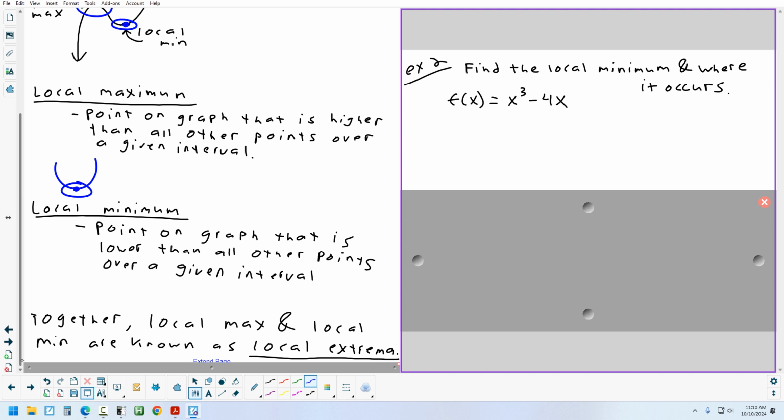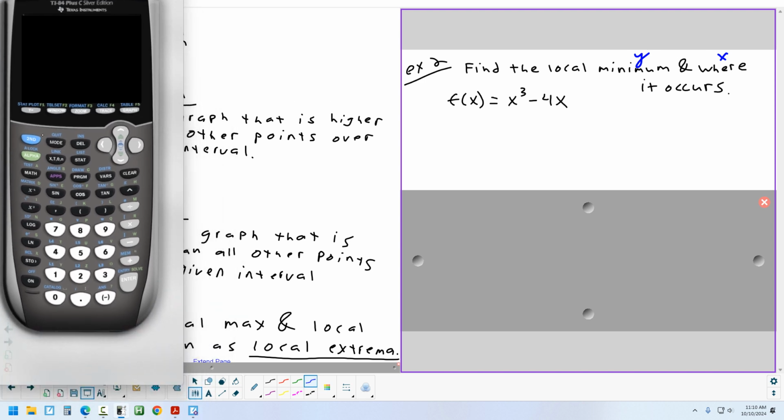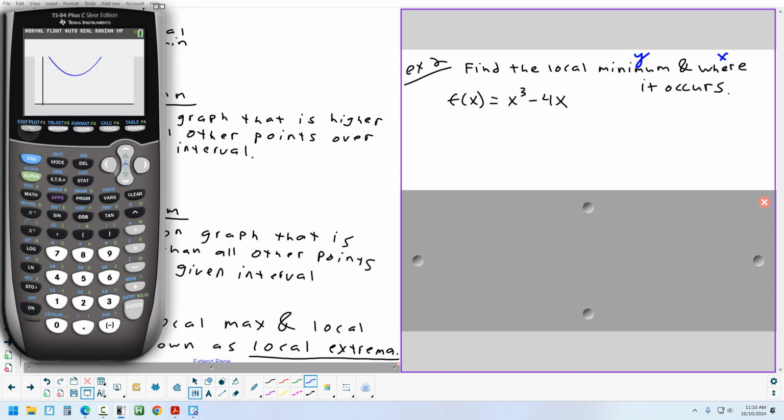That question is asking you 2 things, so you got to be careful. It's asking you what the local minimum is, and then it's asking you where it is. The where it occurs, that's an x value. It means what number would you have to plug in for x to get the minimum. Okay, so the minimum itself is the y value. Where the minimum is, is the x value. Right, so let's try just typing that in.